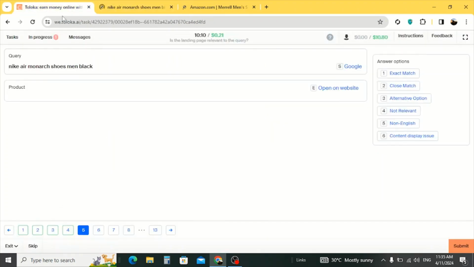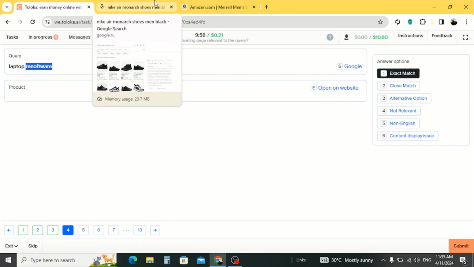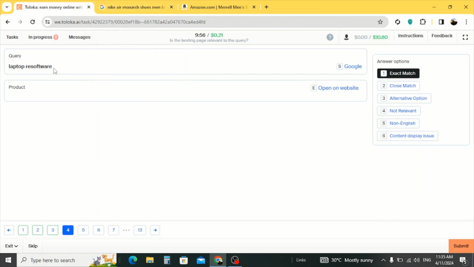Nike Air Monarch. Don't be confused by this type of query, because nothing specific is given over here. It is asking for laptop software. If anything is given like laptop software or any software, then it is an exact match, because you don't have enough evidence to make another decision. You don't have enough evidence.